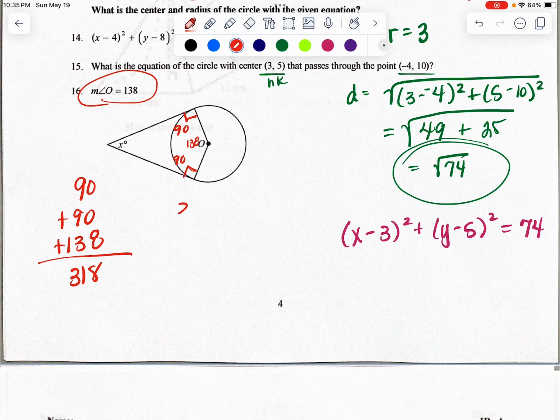So 318, so 360 minus 318, of course, is going to be 42 degrees. So that's the value of angle X.